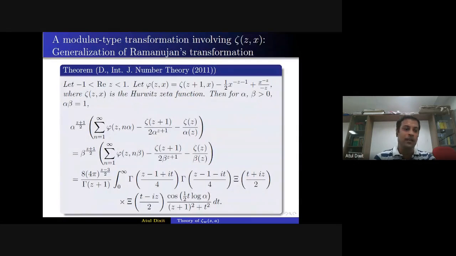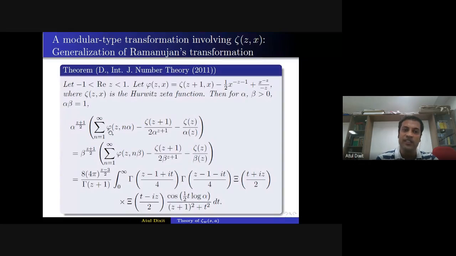So one question that arose in my mind back during my PhD days is that Ramanujan has this more general integral in his published paper. So isn't there a modular type transformation associated with this general integral? And I worked on it and I found out this formula.